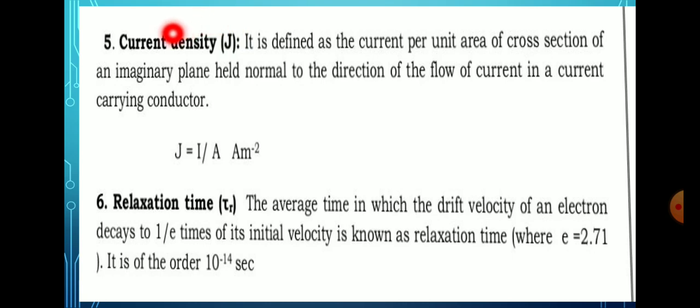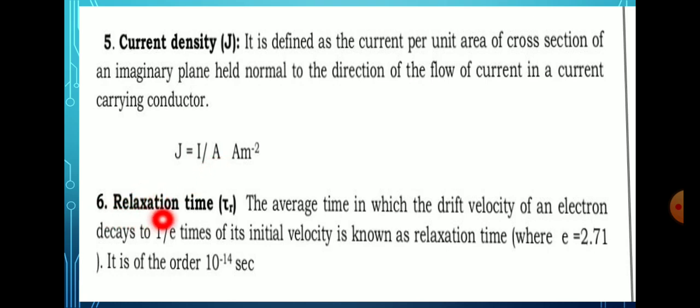The next is current density. We know what is meant by density. Density is defined as mass by volume, and the flow of charges is known as current. The current density is denoted as J, and it is defined as current per unit area of cross section of an imaginary plane held normal to the direction of the flow of current in a current carrying conductor. It is given as J is equal to I by A, where I is the current and A is the area of cross section.